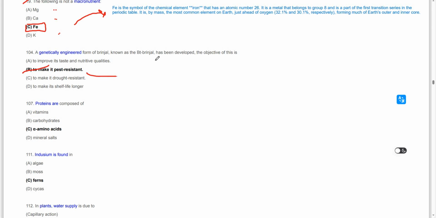So BT brinjal is a genetically engineered brinjal, and the purpose is to make it pest resistant. BT brinjal was engineered to make it pest resistant.